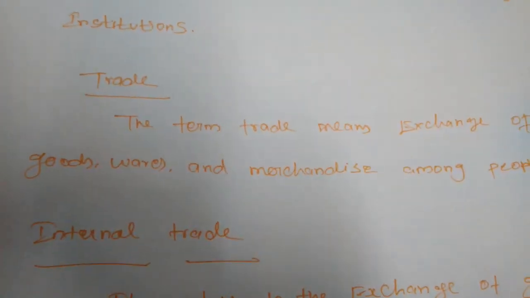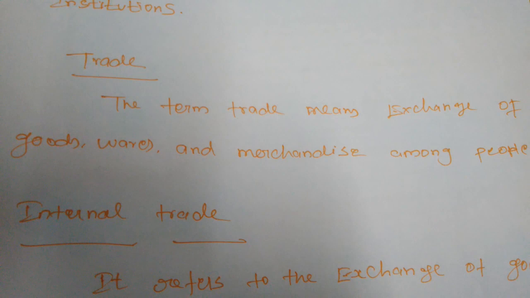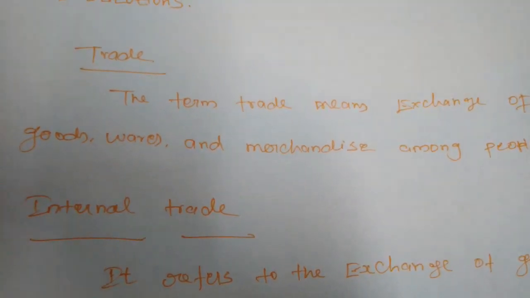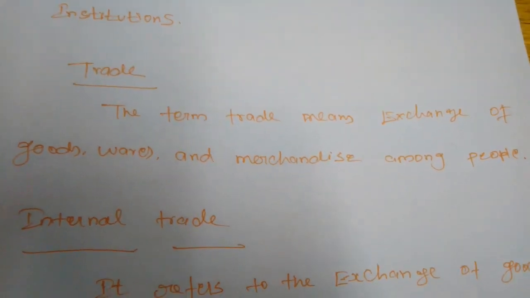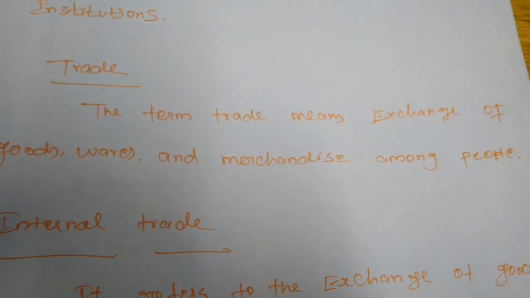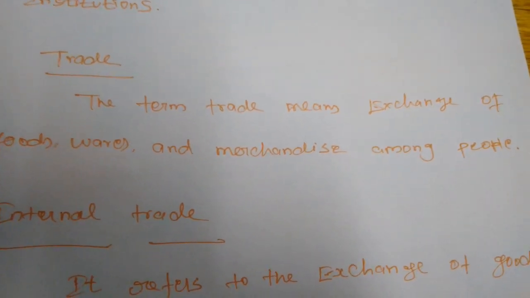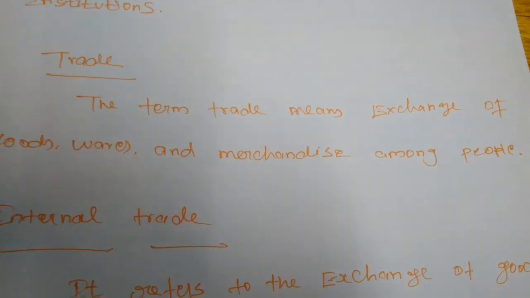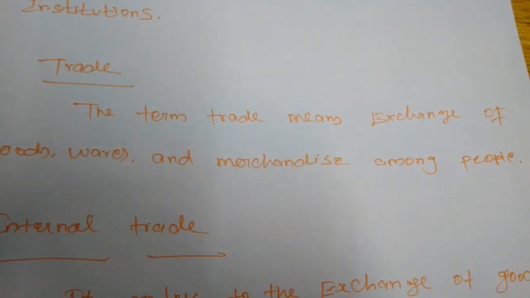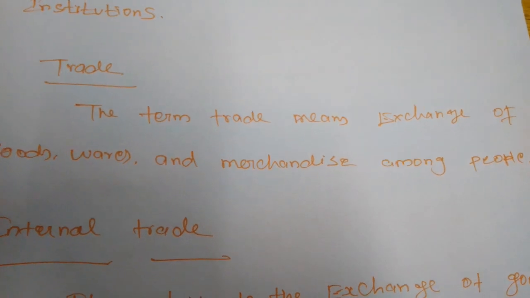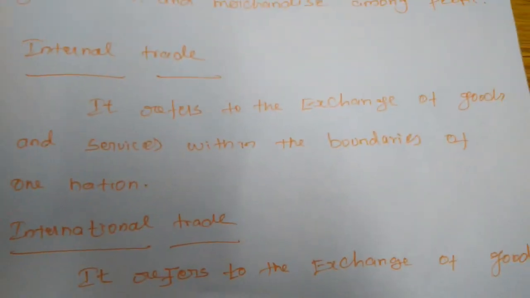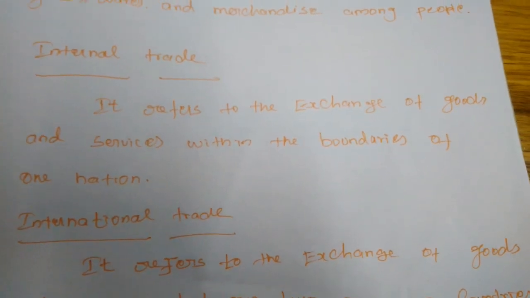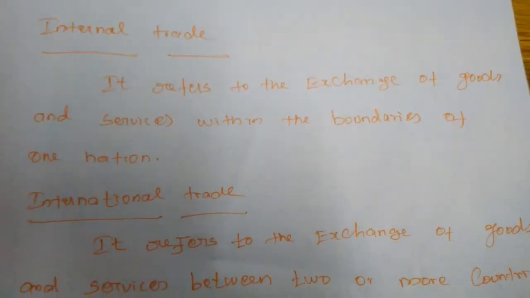The term trade means the exchange of goods and services among people. Normally we have studied trade as the exchange of goods and services from the producer to consumers. This is also one type of trade. Here we will also study how trade moves from one place to another. We can classify trade into two types: first, internal trade, and second, international trade. Internal trade refers to the exchange of goods and services within the boundaries of one nation.